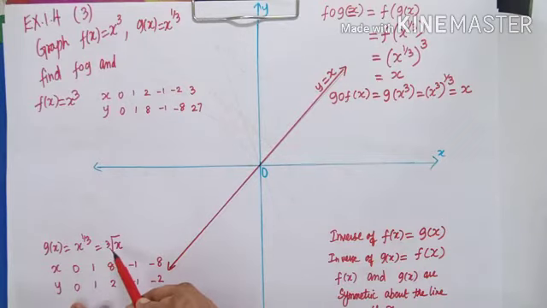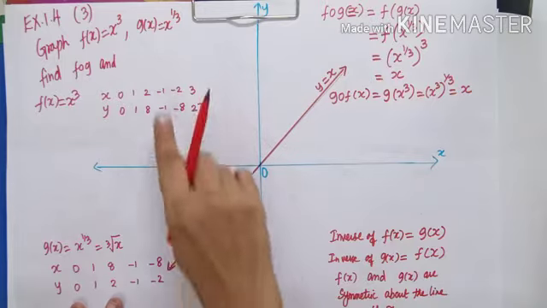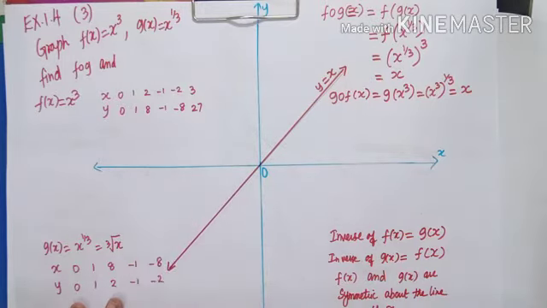0 I put, cube root is 0. 1 if I put, cube root of 1 is 1. 8 if I put, cube root of 8 is 2. Minus 8 I put, it is minus 2. Minus 1 I put, minus 1. Let us plot these two graphs.